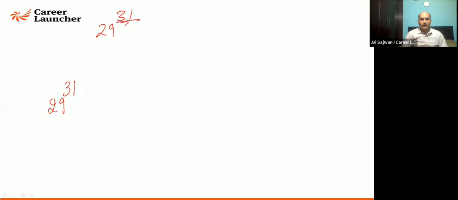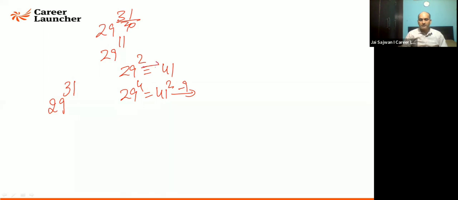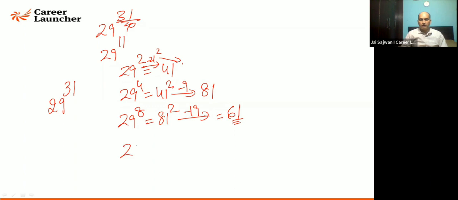29 to the power of 31 divided by 20, remainder is 11 only. 29 square is 21 less, that is 41. 29 to the power 4 is 41 square. This is 9 less. As this was 21 less, 21 square is 441, and it is 9 less, 9 square is 81. 29 to the power of 8 is 81 square. The number is 19 less than 100. 19 square is 361. I'll write 61.